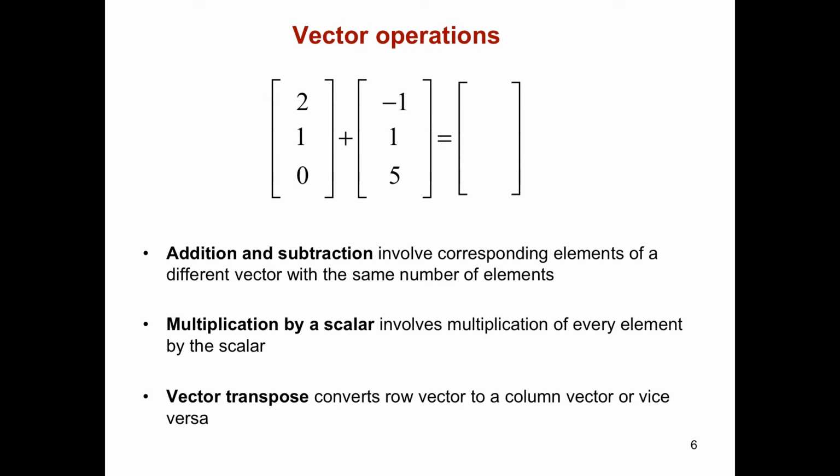And then there's a transpose operation. Basically, the transpose operation creates a row vector from a column vector and a column vector from a row vector. So I'm just flipping them back and forth without changing the numbers.